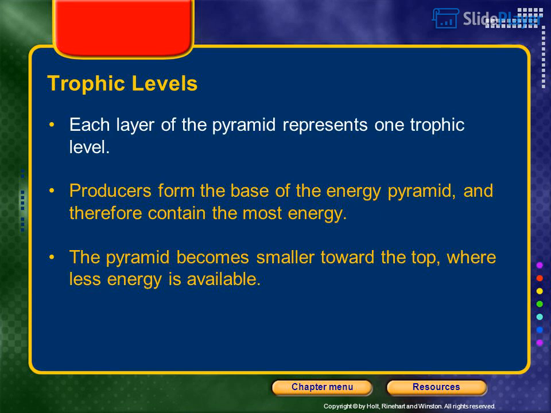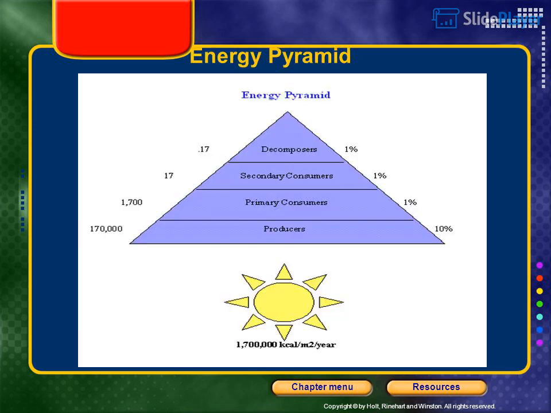Trophic levels. Each layer of the pyramid represents one trophic level. Producers form the base of the energy pyramid, and therefore contain the most energy. The pyramid becomes smaller toward the top, where less energy is available. Energy pyramid.